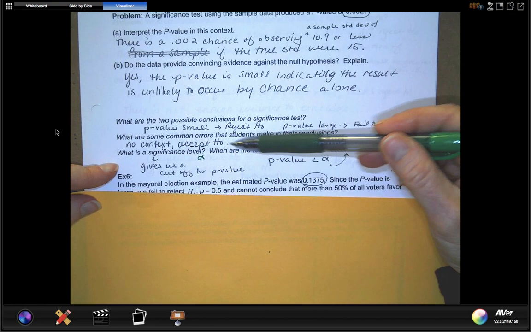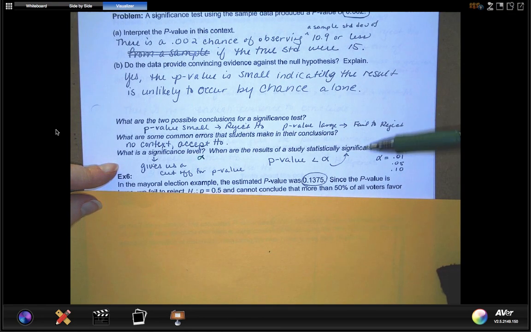It's a Greek letter. So when are the results of a study statistically significant? When your p-value is less than alpha, then your results are statistically significant. These are the most frequently used levels of alpha.